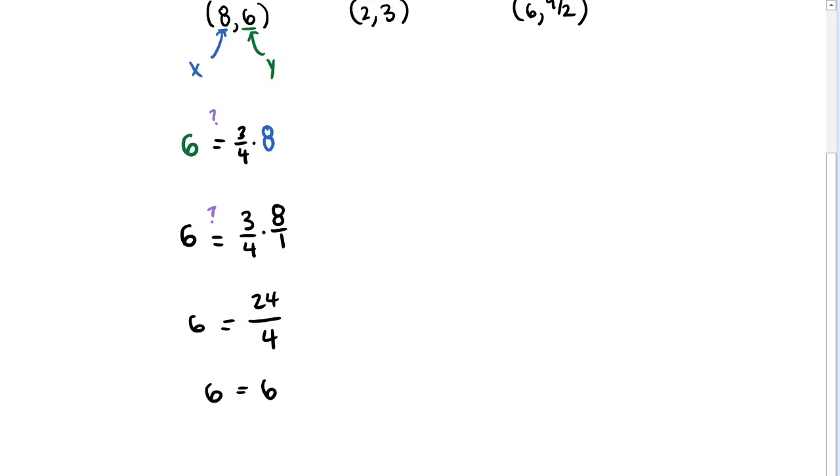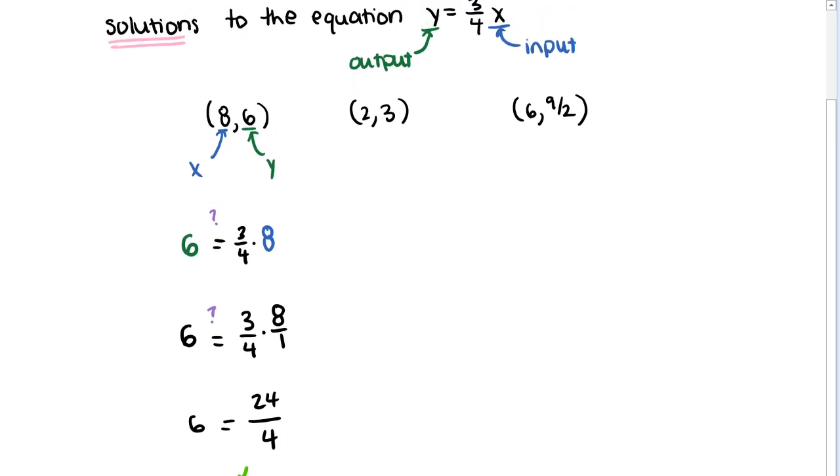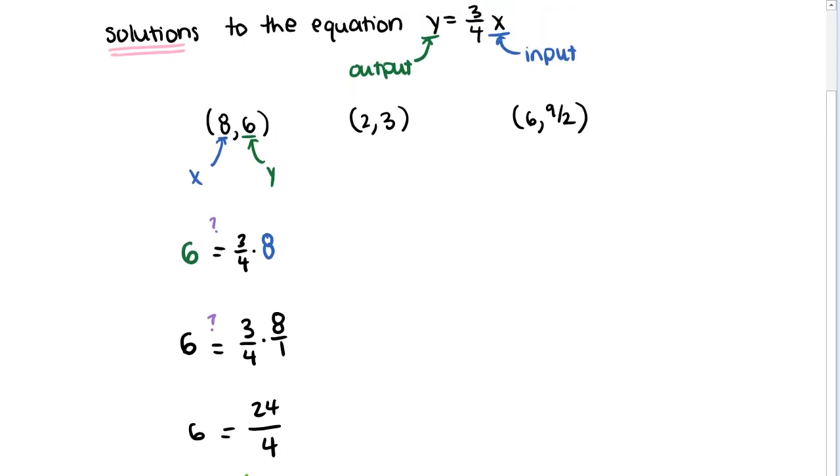And so this is true, right? 6 is equal to 6. And so what this is saying is that when we plugged in this ordered pair 8, 6 into our equation, the result was true, the equation was true. And so this point here, it is a solution to our equation. Another thing that this means is that if we were to graph our equation, this point would be on the graph. So let's do the same thing for the point 2, 3, right?